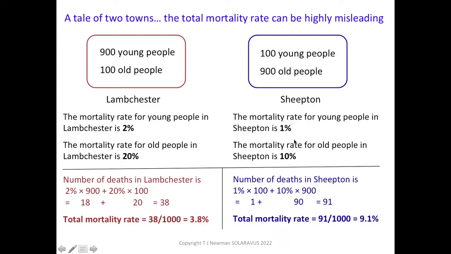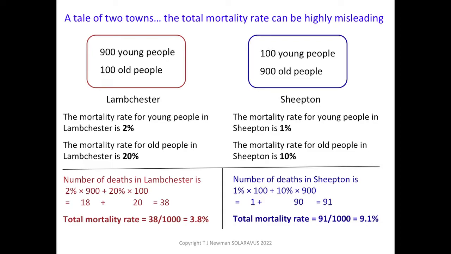Now in Sheepton, the number of deaths would be 1% of the young population, 1% of 100, and then 10% of the old population. But you see we have quite a large old population there, 10% of 900, which is 90. So 1 plus 90 is 91. So the total mortality rate in Sheepton is 91 divided by 1,000, which is 9.1%.